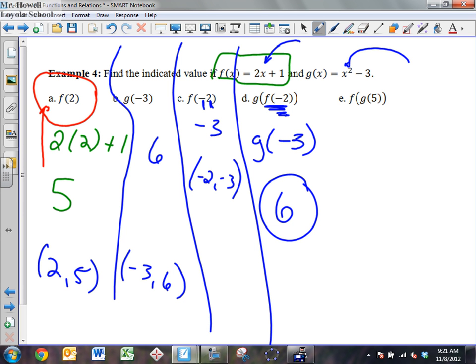This is called a function composition. Please write that down. When you take a function and evaluate it within another function, it's called a function composition. C-O-M-P-O-S-I-T-I-O-N. Function composition. Example D was quite easy because we have those values. Somebody step me through example E. Step me through example E, please.